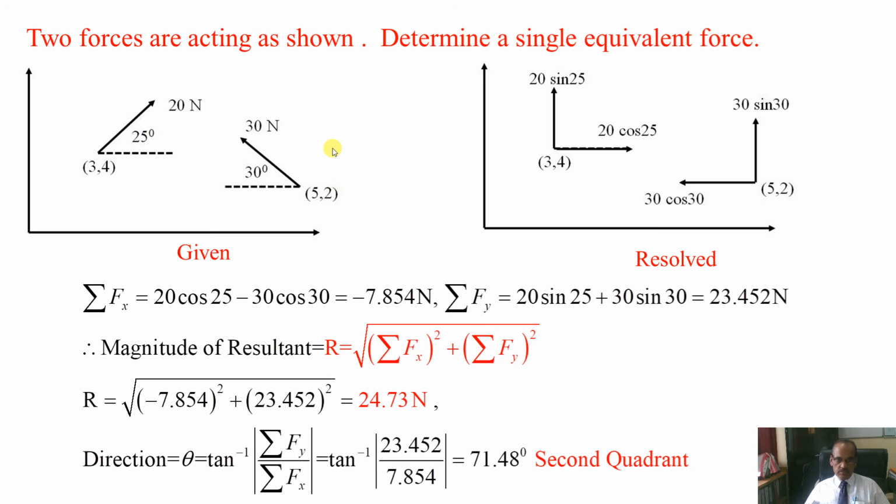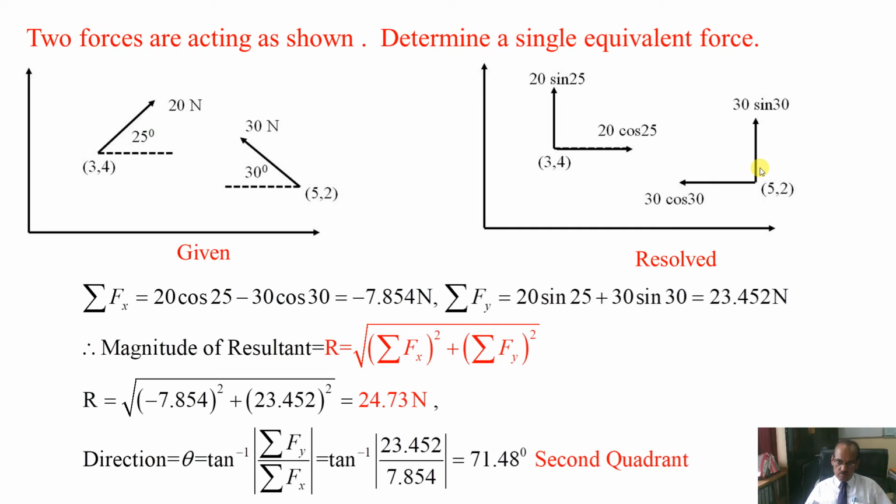Let us take this last problem. Two forces are acting as shown in the figure. Determine the single equivalent force-couple system. First you resolve these forces. This is the force system. You resolve this into two components, 20 sine 25 and 20 cos 25. This you can resolve into 30 cos 30 and 30 sine 30.